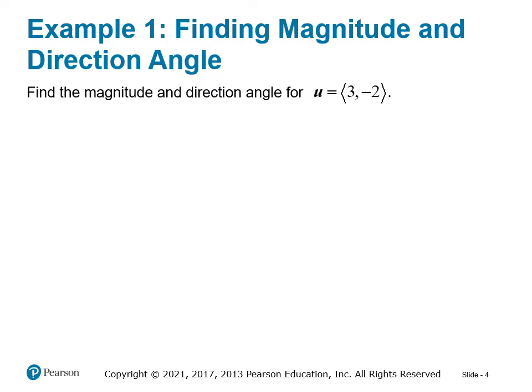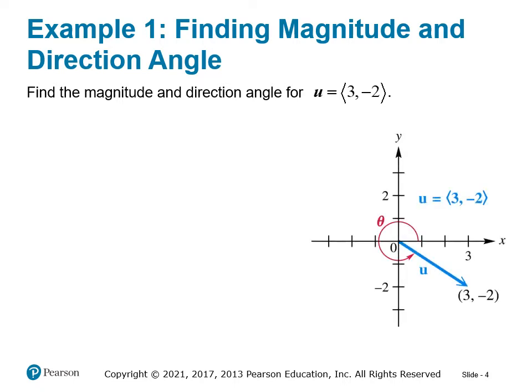All right, find the magnitude and direction angle for vector u equals ⟨3, -2⟩. So the first thing you want to do is draw this. Just graph it. Where would (3, -2) be on a Cartesian graph? So x is 3, y is negative 2, so go ahead and draw that. Okay? You can see it here in quadrant 4.